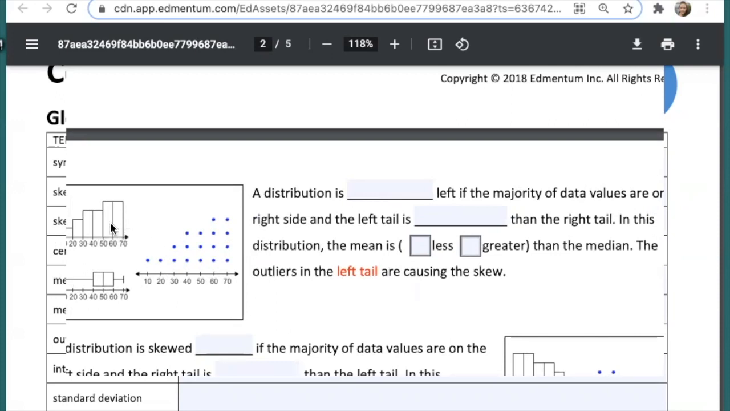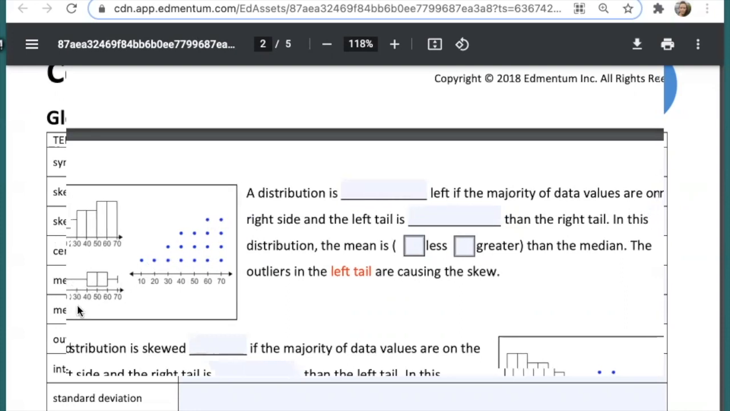The majority of the data is on the right, and the mean or the average is less than the median, and the box and whisker shows the median in it, which is 50. I think if you were to add up all of these numbers and divide by the total number to get the mean, it would be 48. So this is skewed left.